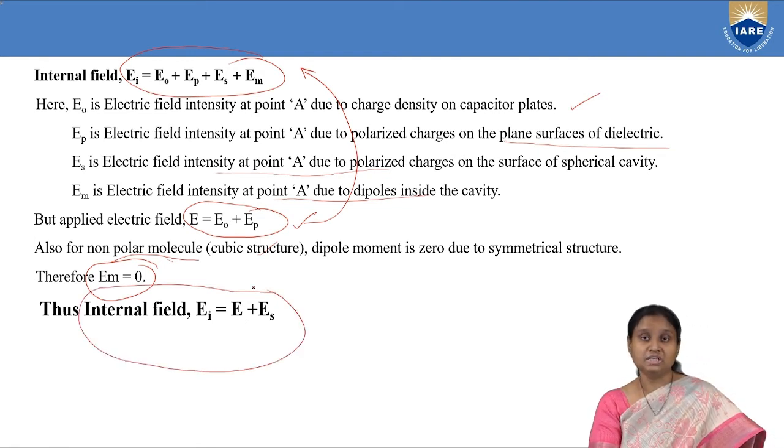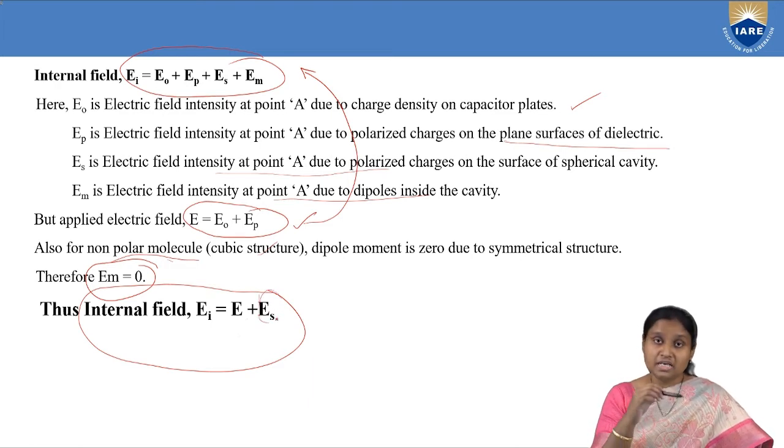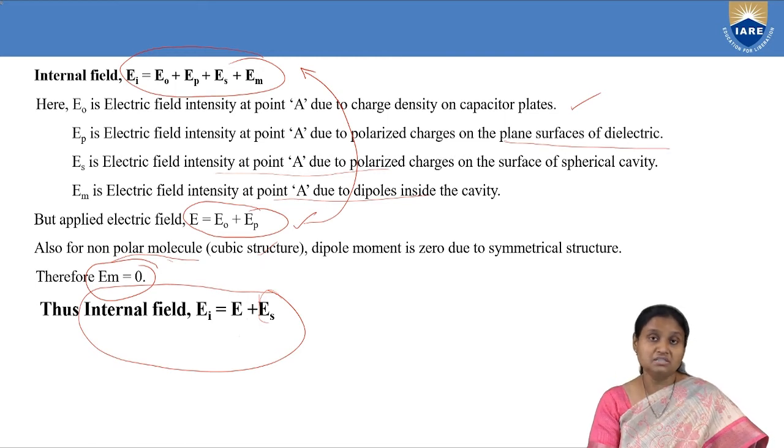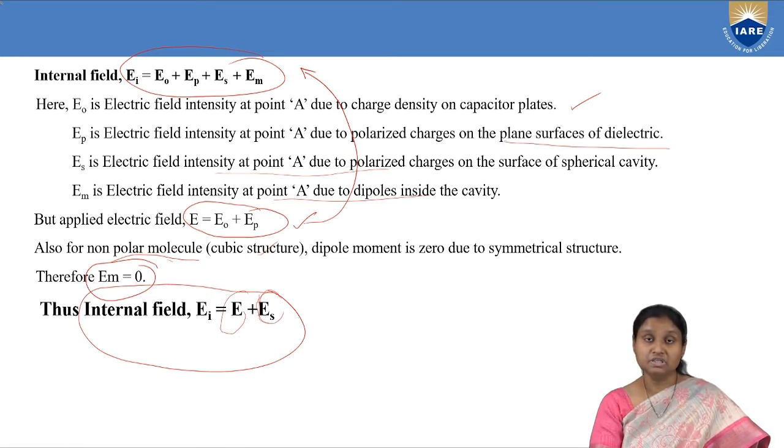The final expression for the internal or local field is E, where E is the magnitude of the external applied field, and of course ES. ES is the electric field due to polarized charges on the imagined sphere whose radius is R. Now, in order to find this internal field, we know E. What is E? It is the external electric field. I can measure it, I can know its magnitude. But what we need to find is the electric field because of polarized charges on the surface of this sphere.